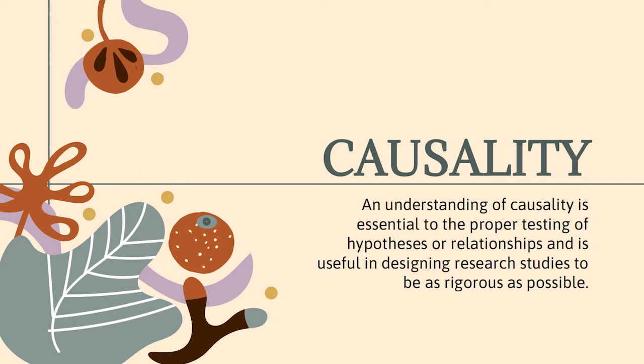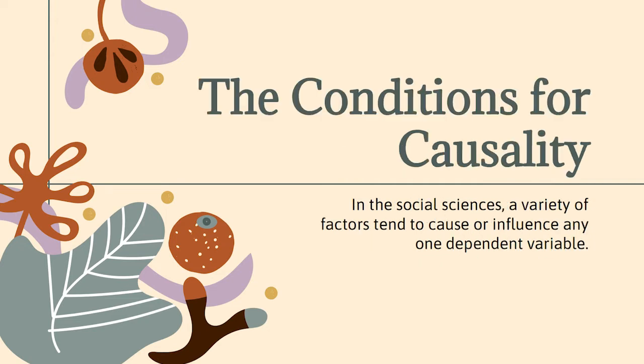In the social sciences, at least, the focus is typically on a variety of determining factors, which increase the probability of a certain event occurring. The conditions for causality. In the social sciences, a variety of factors tend to cause or influence any one dependent variable. A condition may or may not be both necessary and sufficient for the occurrence of a phenomenon.